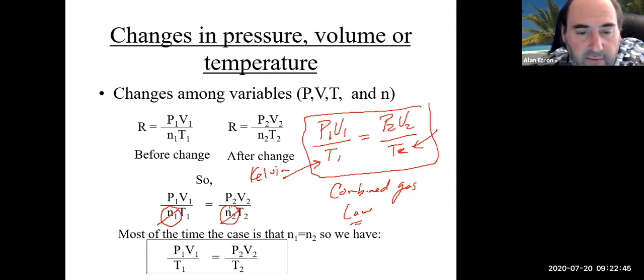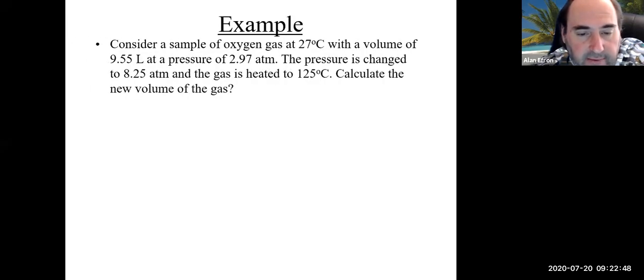While we try our rearranging skill on this example, consider a sample of oxygen gas, 27 degrees at 9.55 and 2.97 atmospheres. What is the new volume if we change the pressure and the temperature? Take a minute or two, and we'll finish up with this example.